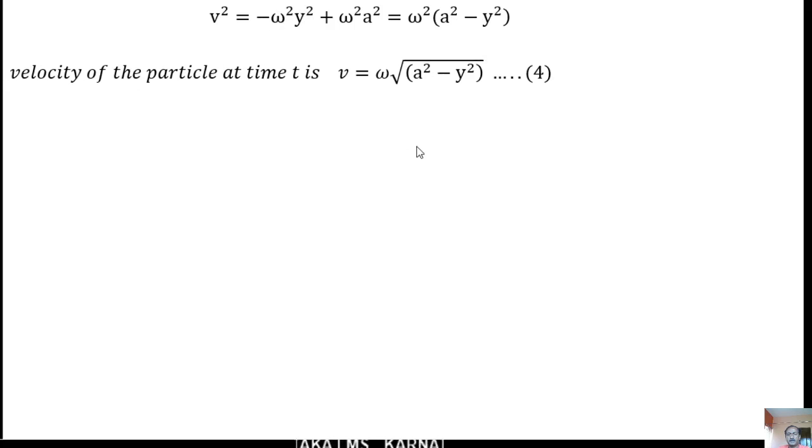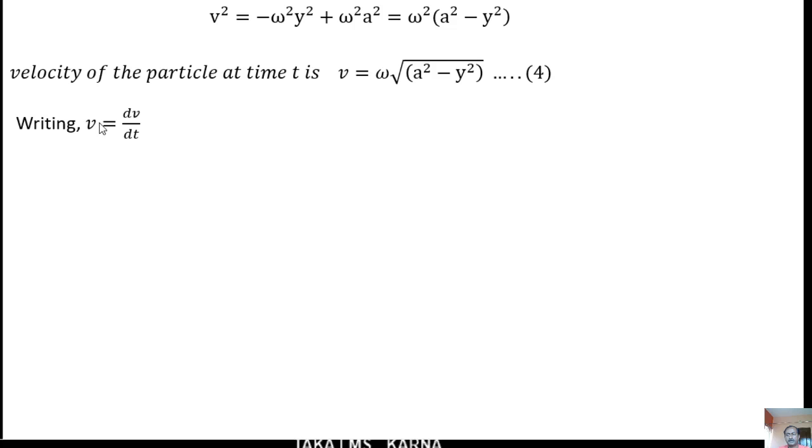Velocity of the particle at a time interval t is given by the formula v equals omega into square root of, here in the LHS v square is there, omega square comes under square root, it becomes v equals omega into square root of a square minus y square. Let it be equation 4. This is the velocity of the particle at a time interval t second.